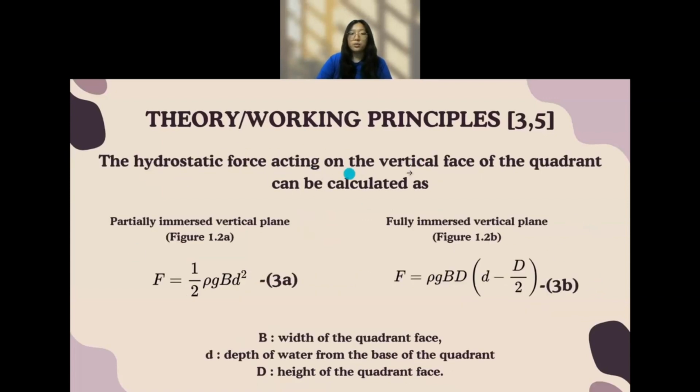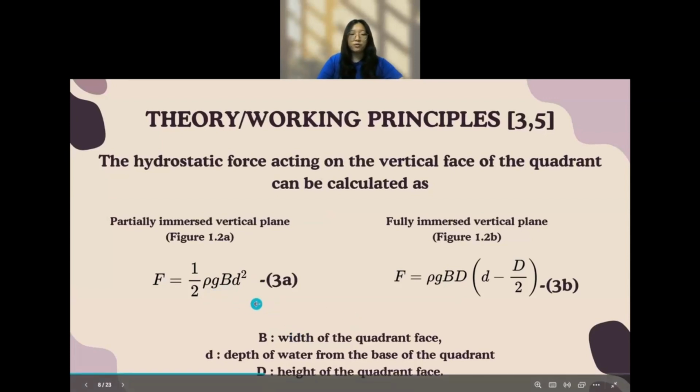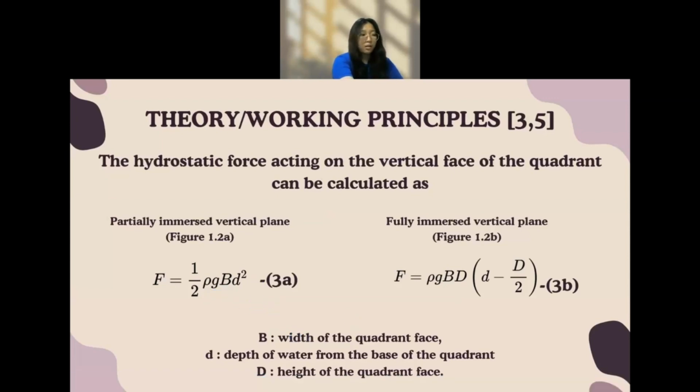So the hydrostatic force acting on the vertical face of the quadrant can be calculated as follows. For partially immersed vertical plane, we can use this formula: F, which is hydrostatic force, is equal to 1/2 rho g B d squared. So rho is density, g is gravity, and B is the width of the quadrant face, and d is the depth of the water from the base of the quadrant. For fully immersed vertical plane, we can use this formula: F is equal to rho g B D times (d minus D over 2). So F is the hydrostatic force.